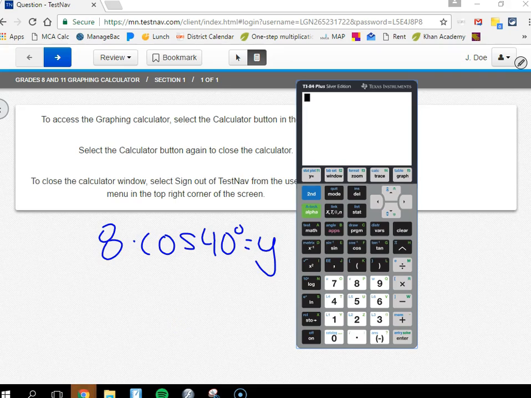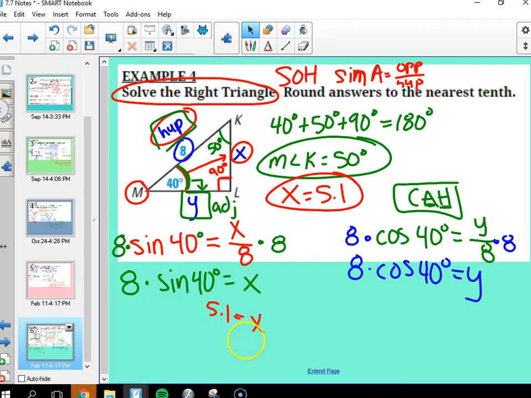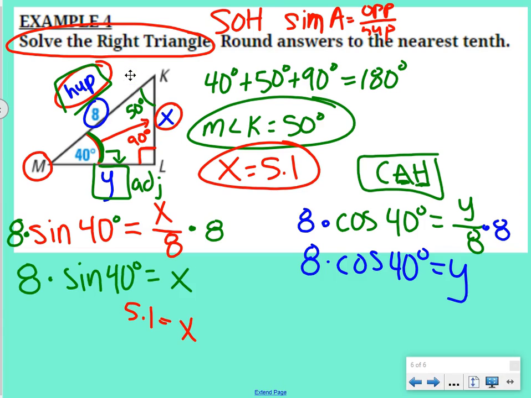We can use our calculator to help us evaluate. 8 times the cosine of 40 equals 6.128. So we are rounding. We should get 6.1, rounding to the nearest tenth. So if we look here, we can say that y equals 6.1. Now we have solved the right triangle. We know all the lengths of the sides and all the measures of the angles.